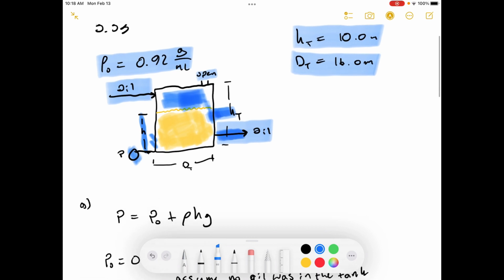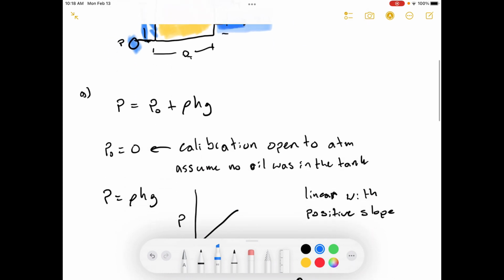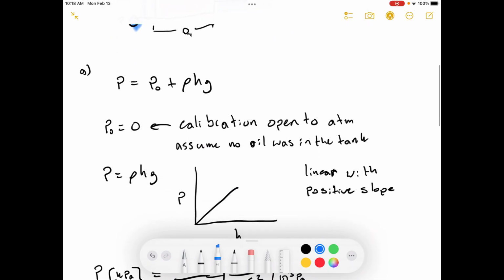Okay, so let's get into part A. They asked for 3 things here. First, they said sketch the calibration curve, and then they said find out what the height of the oil is and estimate how much mass that oil is.